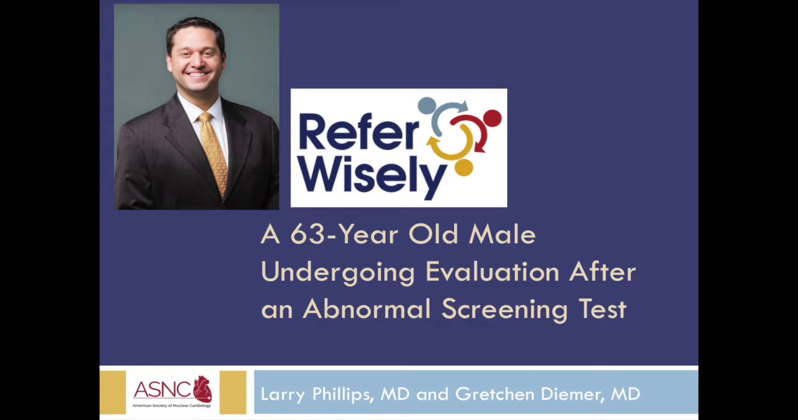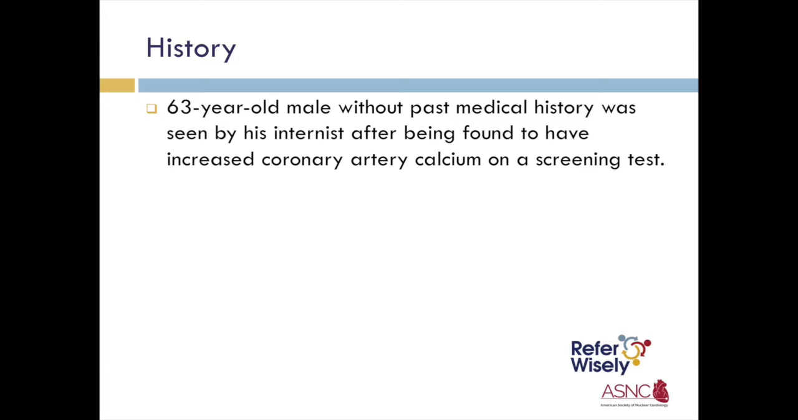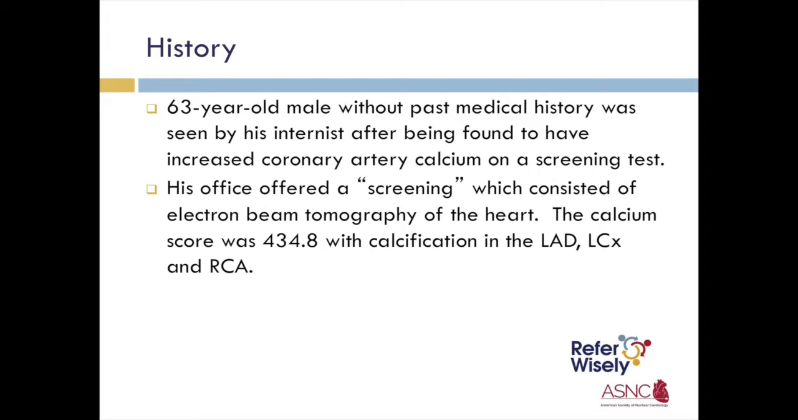This is a case of a 63-year-old man undergoing evaluation after an abnormal screening test. It's a 63-year-old man without past medical history who was seen by his internist after being found to have an increased coronary artery calcium on a screening test. His office had offered a free screening test, which consisted of electron beam tomography of the heart. He was told that his calcium score was read at 434.8, with calcification noted in the left anterior descending, the left circumflex, and the right coronary arteries.